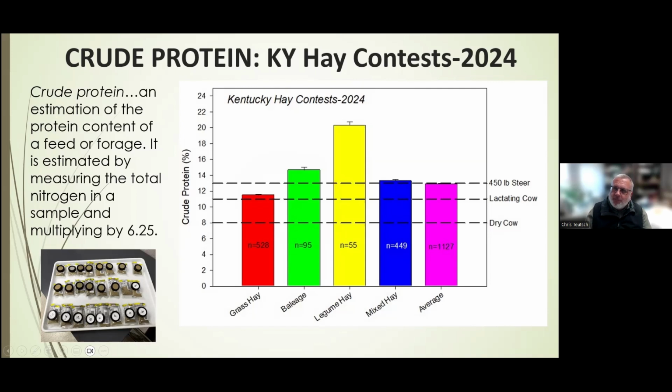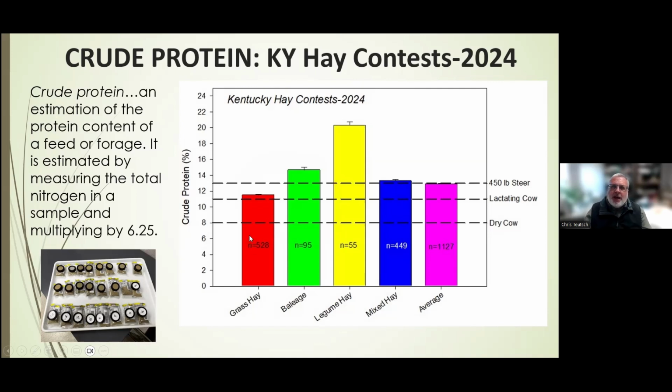So this is a 450-pound steer that's actively growing. That is that steer's crude protein requirement. And then we have a lactating cow. So that will be a cow with a calf by her side, actively producing milk to feed that calf. And that will be the middle line. And then the bottom line is a dry cow. That's a dry cow that's gestating. So she's pregnant, but she's not producing any milk. And that's going to be the animal that has the lowest crude protein requirement.